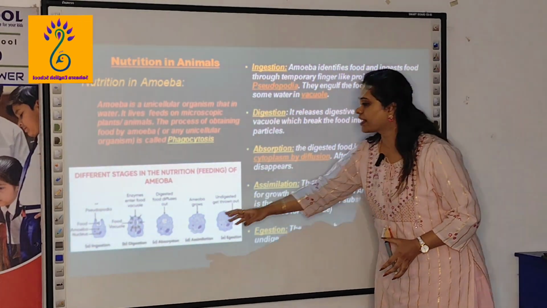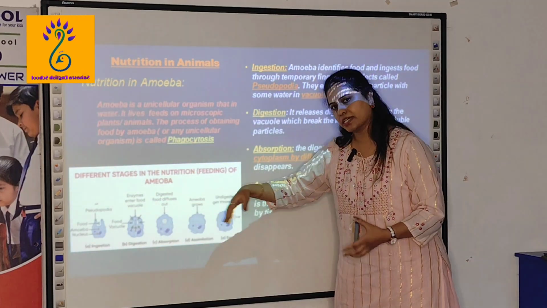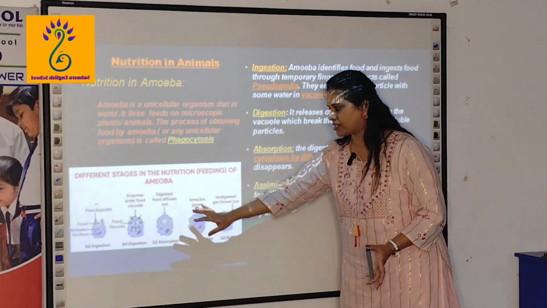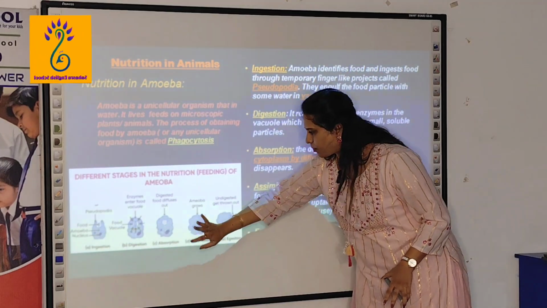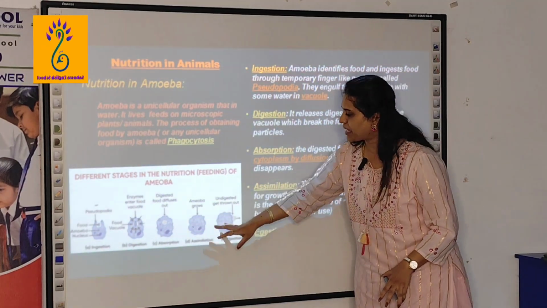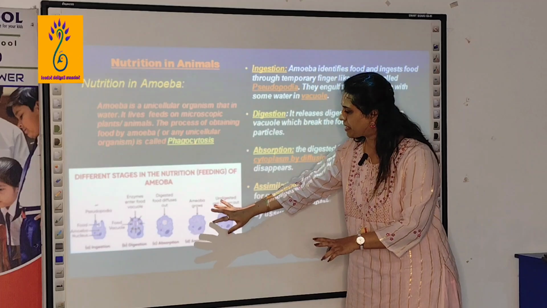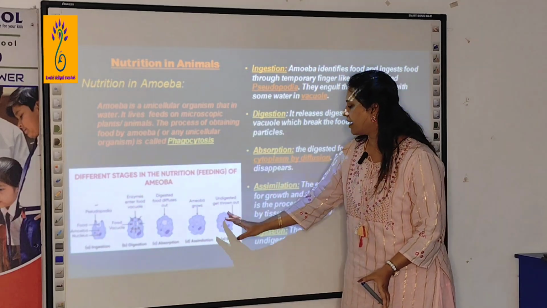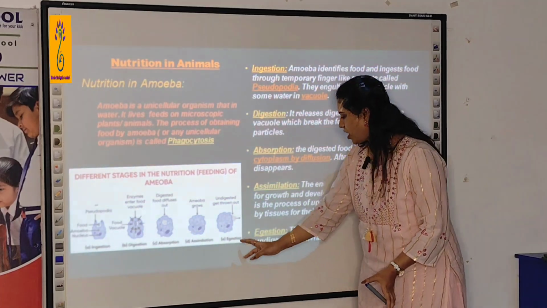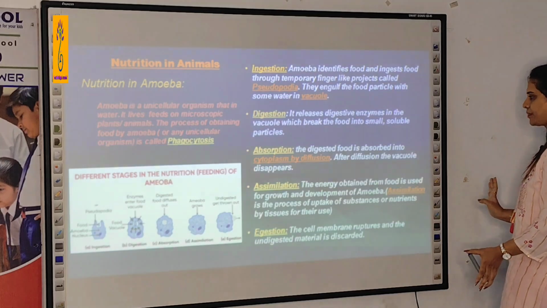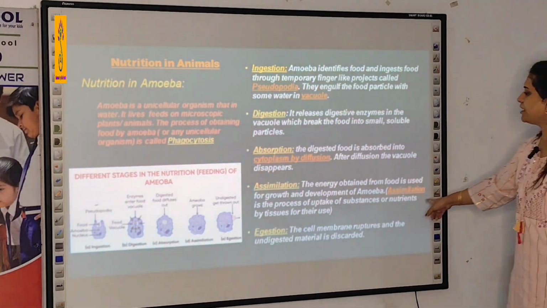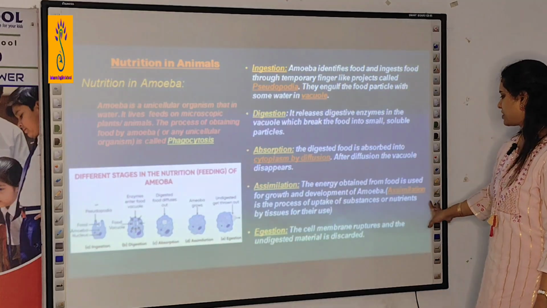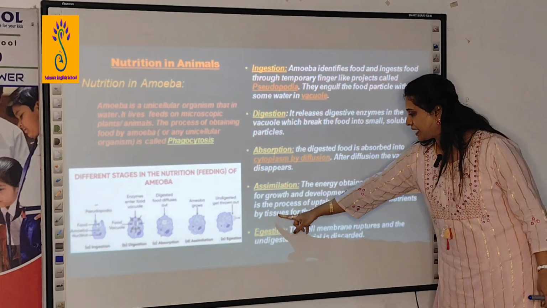During absorption, the vacuole disappears, and the digested food enters into the cytoplasm. Now the amoeba is growing, that is assimilation. Now undigested food is thrown out, that is egestion. Assimilation is the process of uptake of substances or nutrients by tissues for their use.